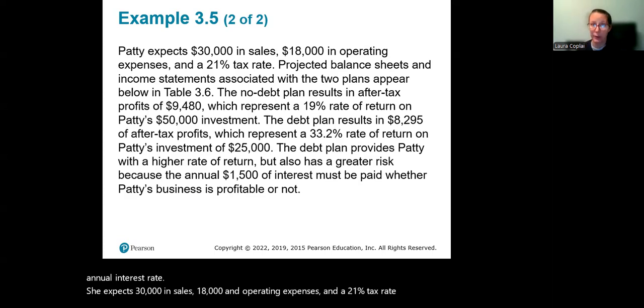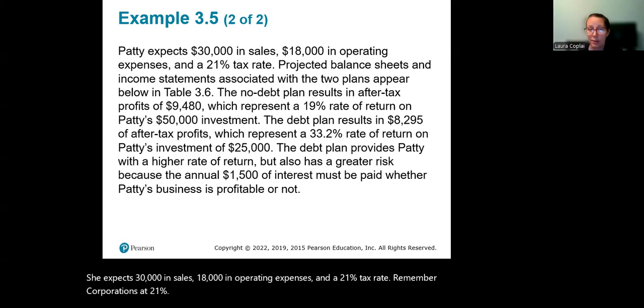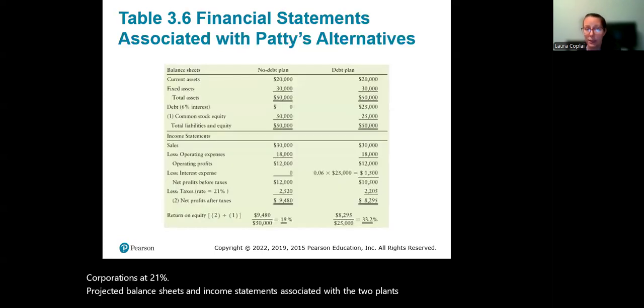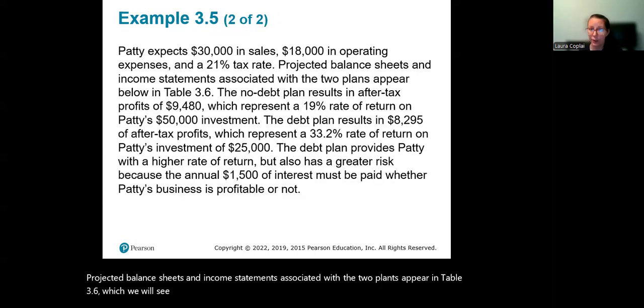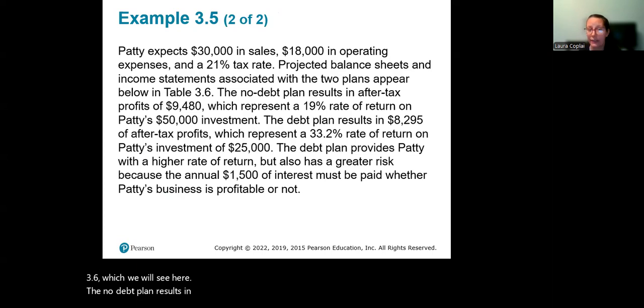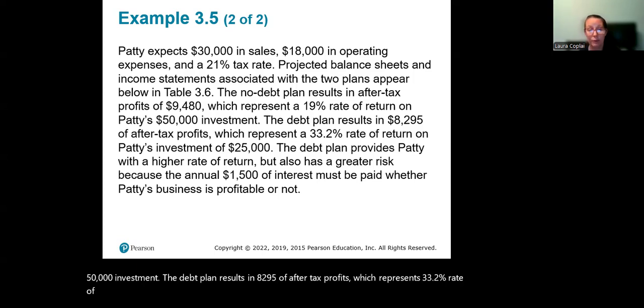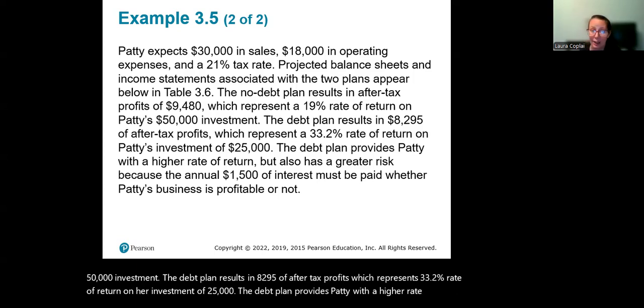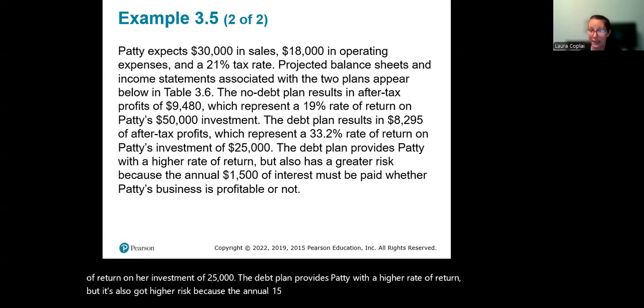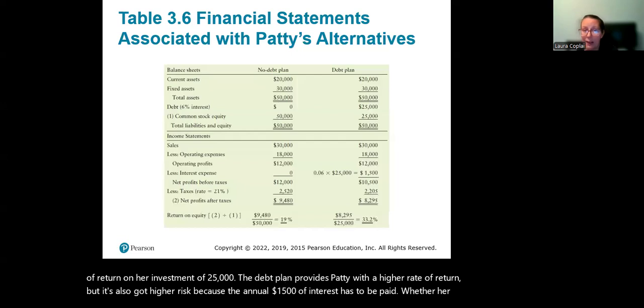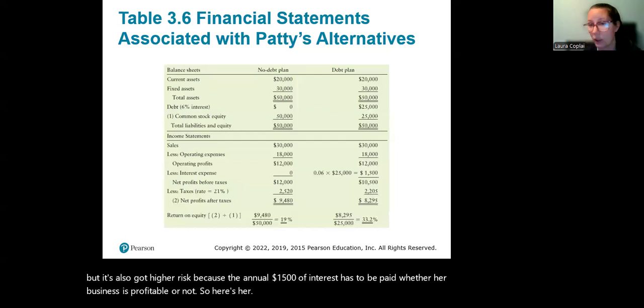Remember, corporations are taxed at 21%. Projected balance sheets and income statements associated with the two plans appear in Table 3.6, which we will see here. The no debt plan results in after-tax profits of $9,480, which represents a 19% rate of return on her $50,000 investment. The debt plan results in $8,295 of after-tax profits, which represents a 33.2% rate of return on her investment of $25,000. The debt plan provides Patty with a higher rate of return, but it also has higher risk because the annual $1,500 of interest has to be paid whether her business is profitable or not.